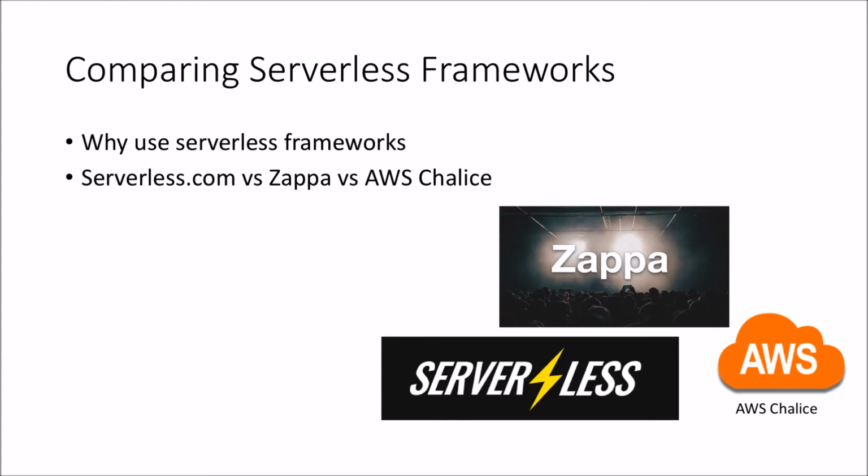Speaking of, in this video, I'm going to take a look at three different frameworks. One is the serverless framework, or serverless.com. And then we have Zappa, and finally we have another framework, which is AWS Chalice. Now, this by no means is an all-inclusive set of comparisons for all the various popular frameworks, but hopefully some of these are the popular frameworks that you would want to compare and contrast.